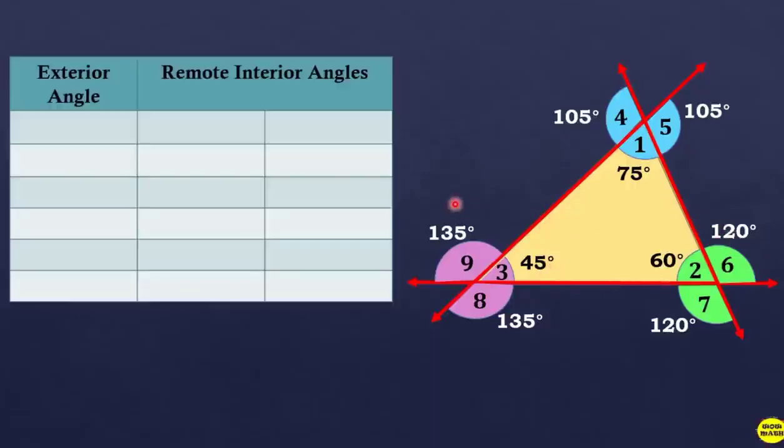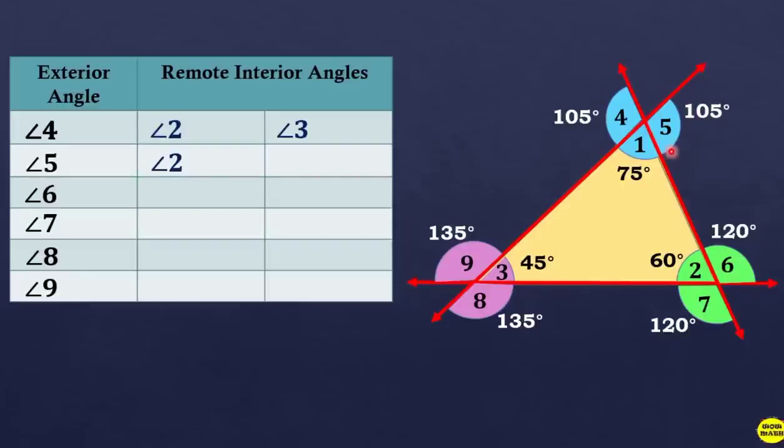Okay? Now, I have here a given table. So, I want you to identify the exterior angles given by the figure, our illustration. So, we have these 6 exterior angles. We have angle 4, angle 5, 6, 7, 8, and 9. Now, let us identify the two remote interior angles of angle 4. So, ano yung remote interior niya? Ibig sabihin, not adjacent. So, we have angle 2 and angle 3. For angle 5, so same lang po, kasi exterior angle din siya ni angle 1. So, ano po yung remote interior ni angle 5?